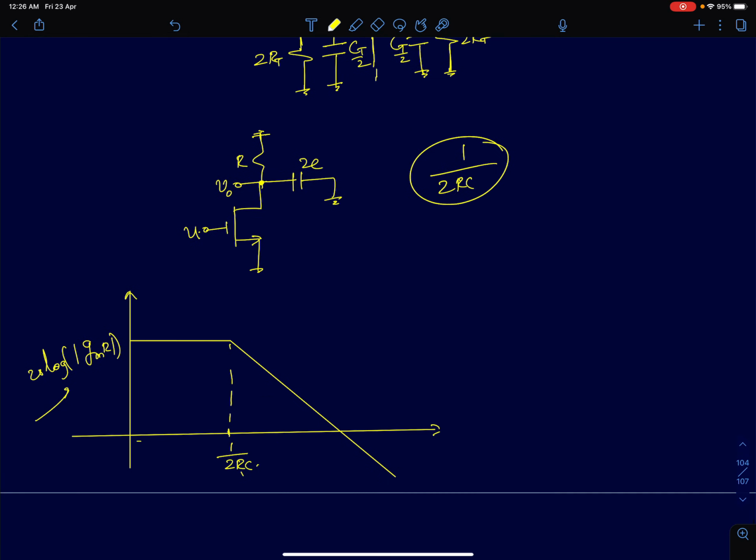So the differential mode gain response is shown here. DC gain is 20 log GMR for the circuit, and the pole occurs at 1 by 2RC, and after that the gain decreases with a slope of minus 20 decibels per decade.